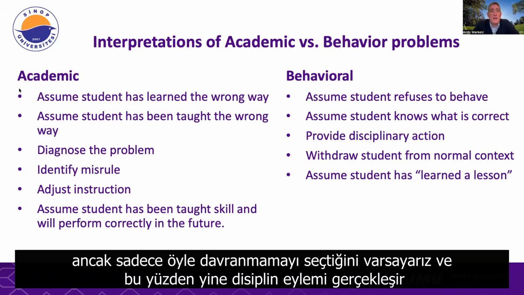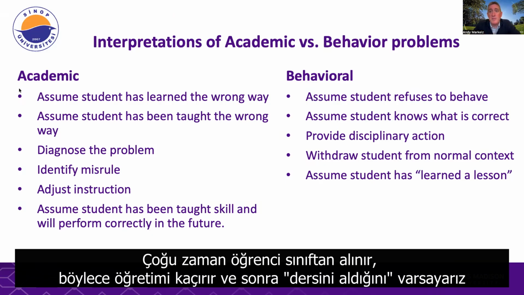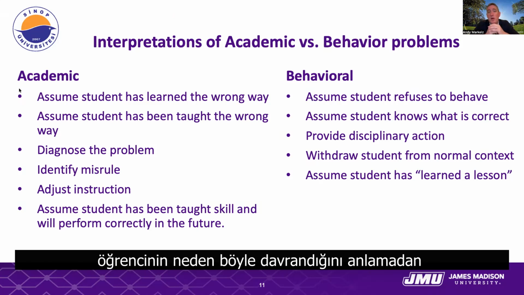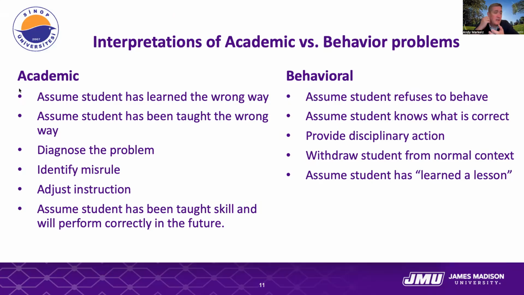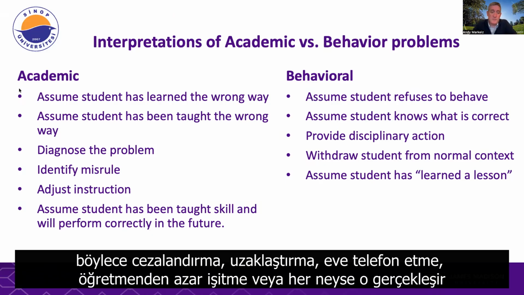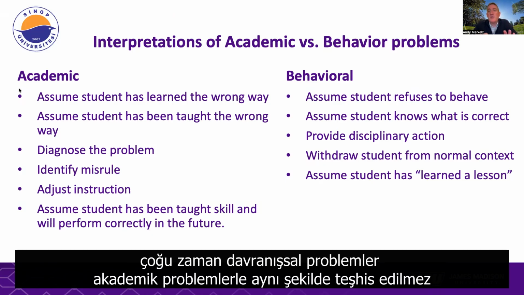disciplinary action occurs. Oftentimes the student's taken out of the classroom, so they miss instruction. And then we assume that they've, quote unquote, learned their lesson, but we're not providing that extra practice, not diagnosing the problem of why the student is acting the way they are acting. We just think students are choosing to misbehave, they should know better. They're not doing it, so punishment occurs. Suspension, disciplinary action, a phone call home, scolding from the teacher, or whatever it may be. Behavioral problems are oftentimes not diagnosed the same way that academic problems are.